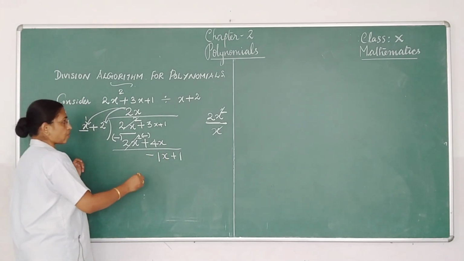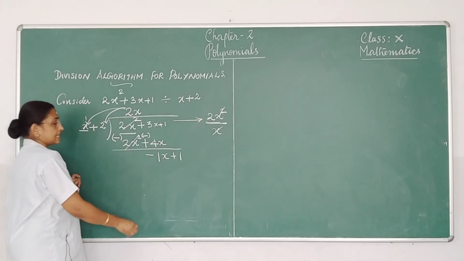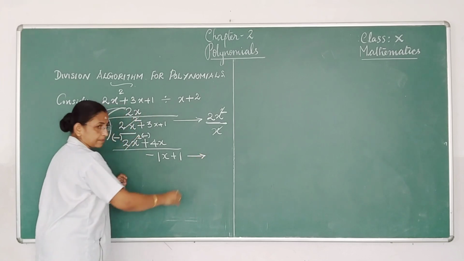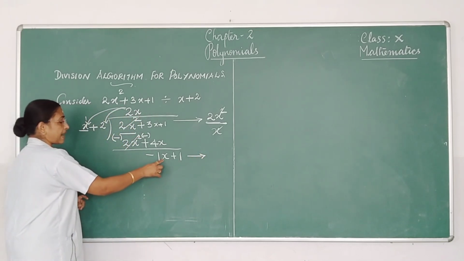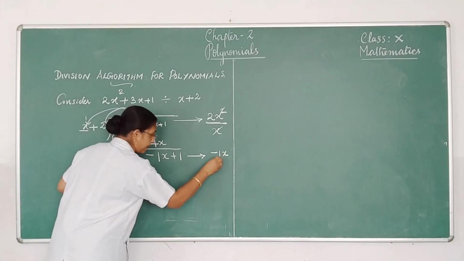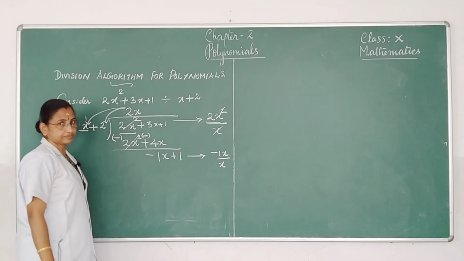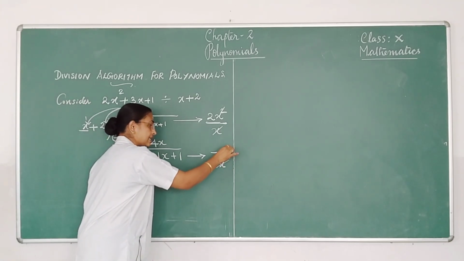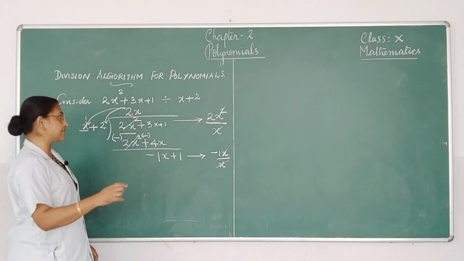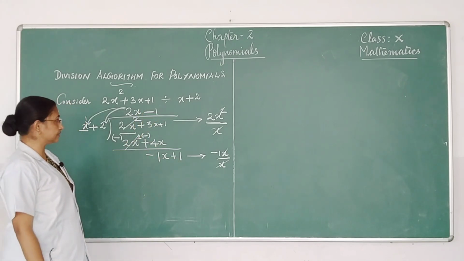Next term of the quotient. This is the first term of the quotient, 2x. The next term of the quotient you will get from here. That is minus 1x, the first term of the remainder, divided by x, the first term of the divisor. So that x gets cancelled, you get minus 1. That minus 1 is the next term of the quotient.